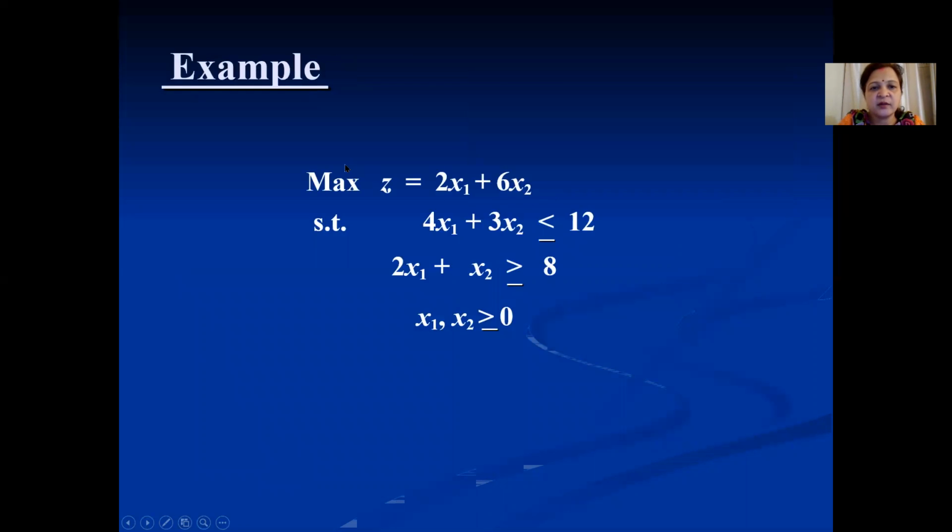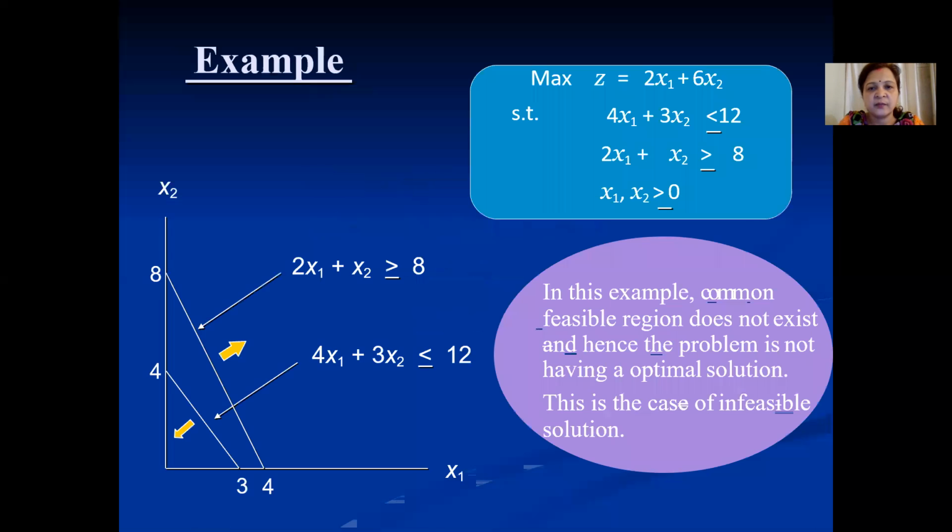Let us see one more example. Maximize Z equal to 2x1 plus 6x2 with these constraints: 4x1 plus 3x2 less than or equal to 12 and 2x1 plus x2 greater than or equal to 8. So here we are getting these types of regions. 4x1 plus 3x2 less than or equal to 12 represents the region inside this line, and 2x1 plus x2 greater than or equal to 8 represents the outside of this line.